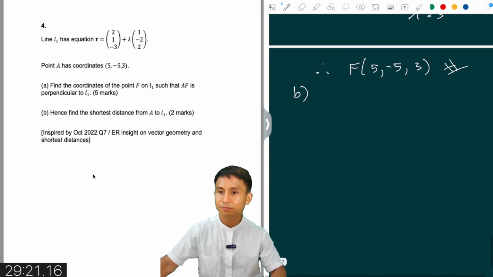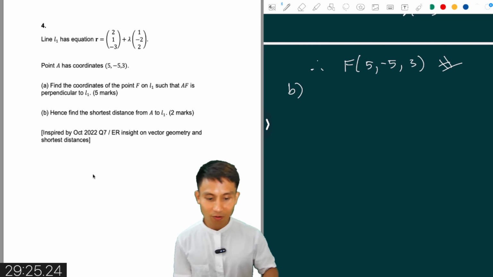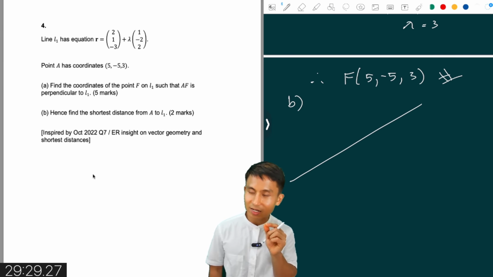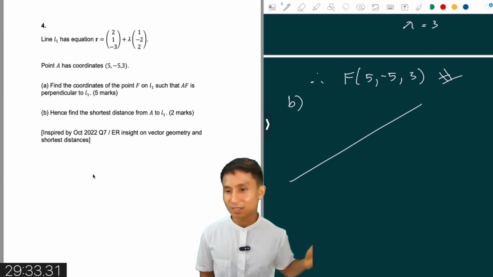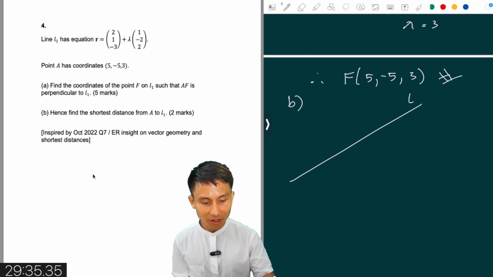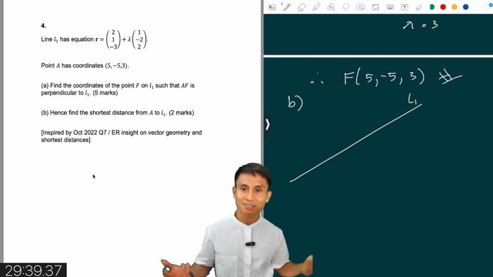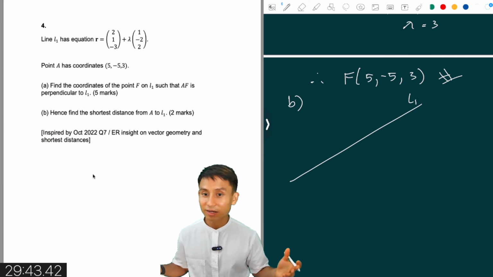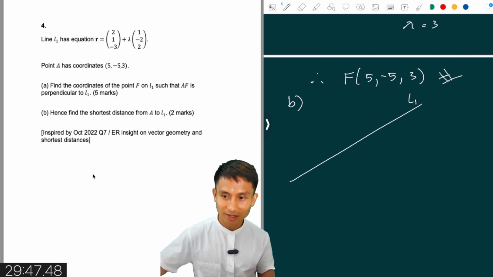Part B. Hence find the shortest distance from A to L1. Now, let's draw. So when it says shortest distance here, usually you need to draw out, visualize, right? So we have line L1. Usually, it doesn't have to be about the shortest distance. It can be about an angle. It can be about area, or anything. Usually you should draw, right?